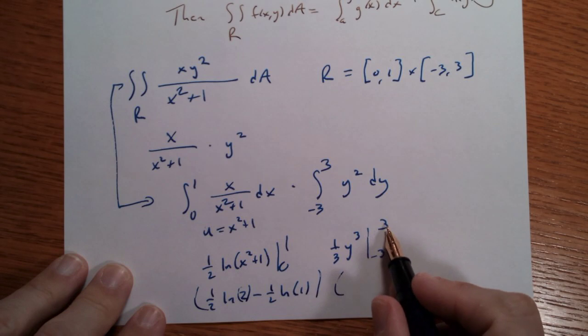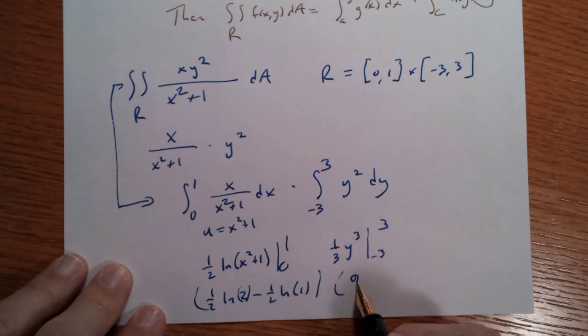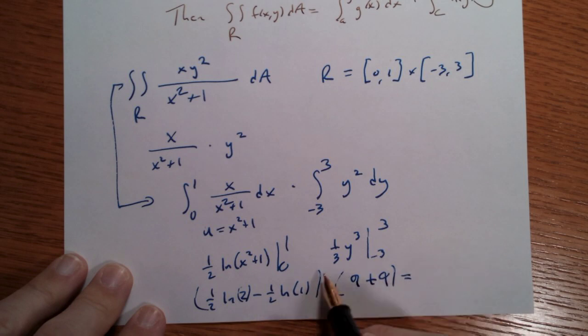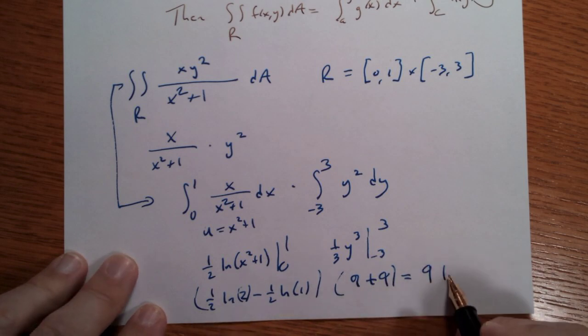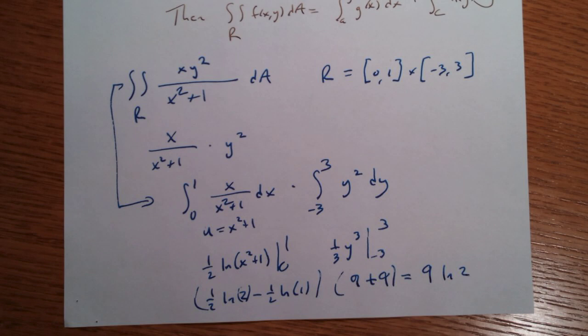And over here I get 3 cubed is 27. 27 over 3 is 9, minus -9. ln of 1 is 0. So this is 18 times a half log 2. That's 9 ln of 2. Ta-da!